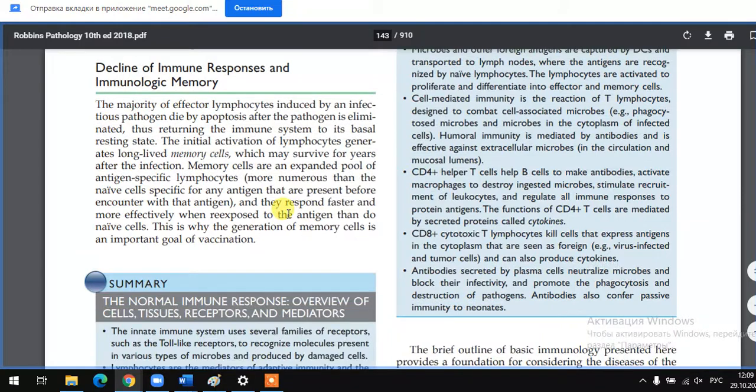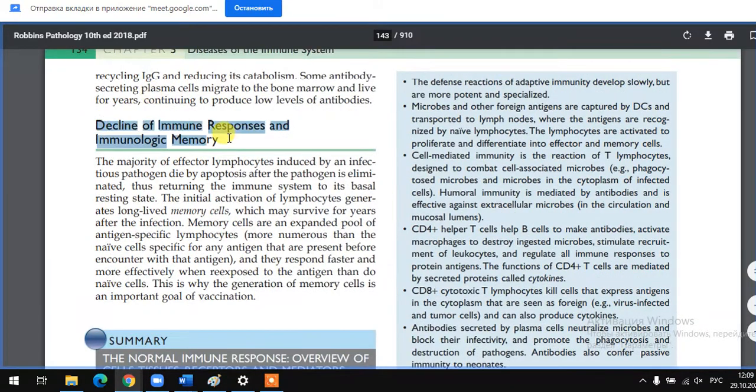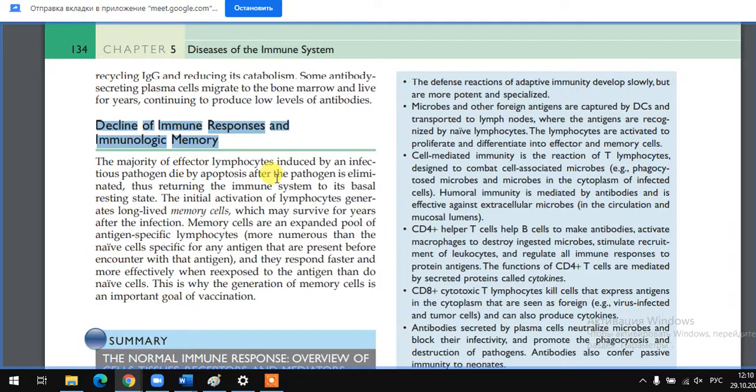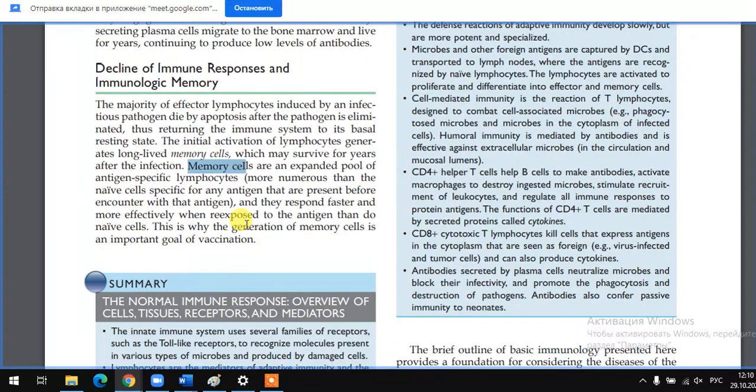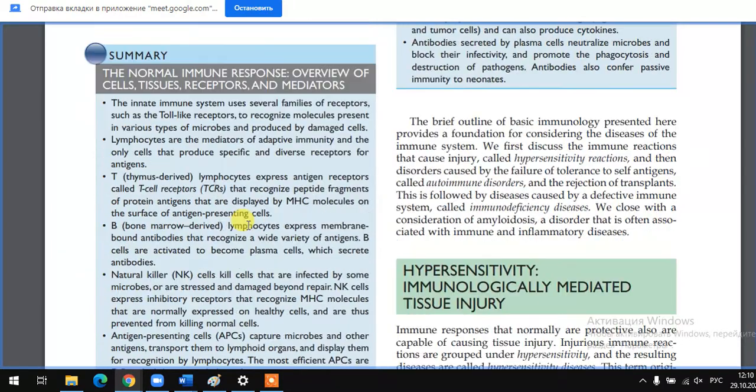Okay, and then of course we need to discuss the decline of immune responses and immunologic memory. So this long memory, gradually after the production of a lot of antibodies, we don't need to produce antibodies, and most of the B lymphocytes, which are activated, undergo the apoptosis process, and that's why in the end only a few cells remain, which are known as memory cells. Yeah, we discussed it. This summary you can read by yourself because it's a summary of 2 lectures.